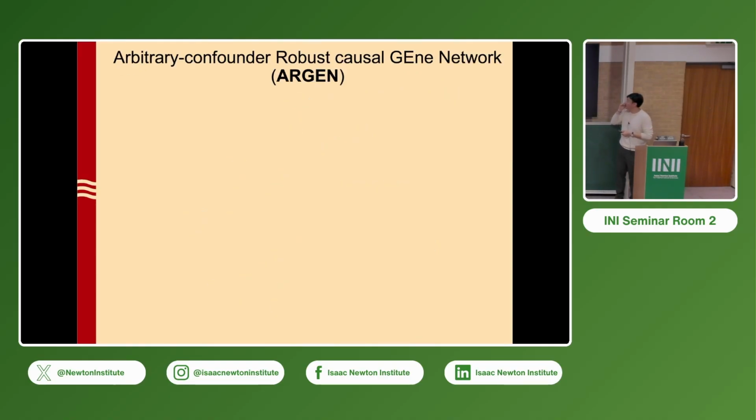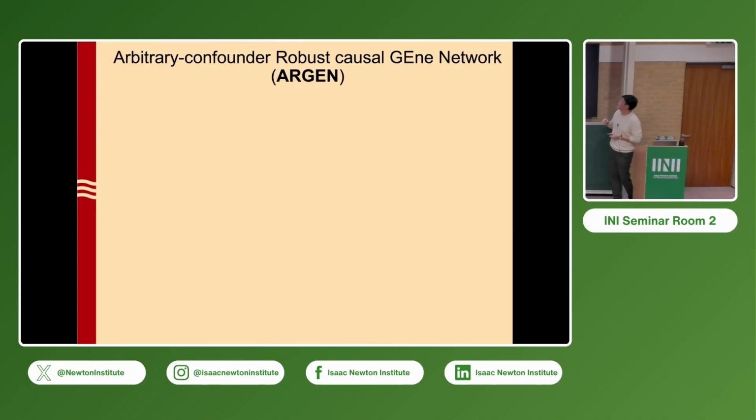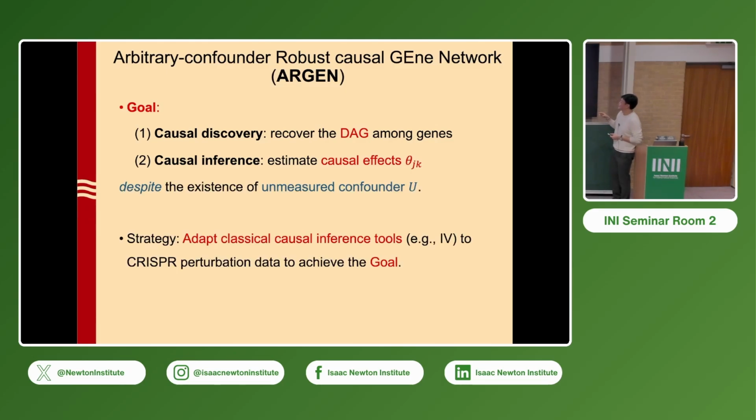Okay. So based on this model, we developed a method called argan, where the goal is to recover the DAG, the red arrows, in the data, despite the existence of unmeasured confounding U. So the strategy is to adapt classical causal inference tools, including IV, to the CRISPR perturbation data to achieve that goal.